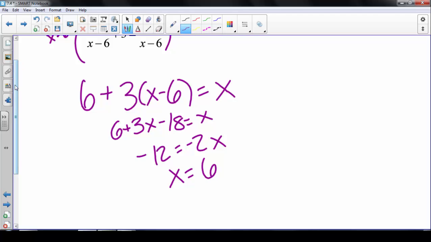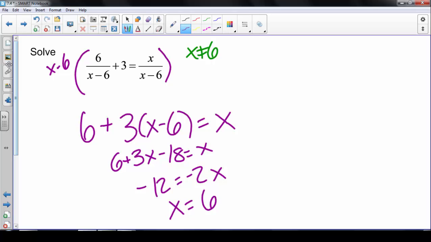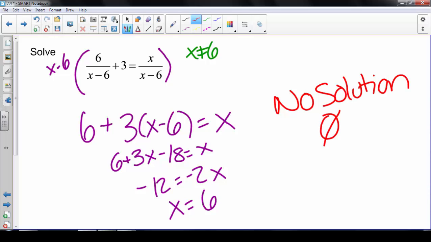So we got x equals 6, but notice that's the one value that x can't be because it makes the denominator 0. It makes this one and this one in this case. So what we write for our answer is no solution. If you wanted to use that instead, that's fine, but you still need to tell me that you got this and it's extraneous.